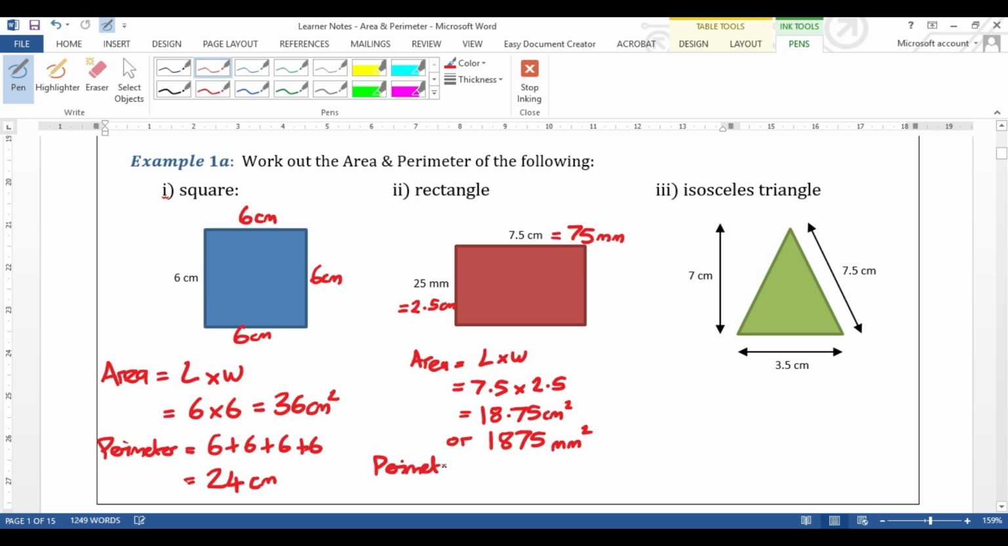Same for the perimeter. You can choose either centimeters or millimeters. Let's do the centimeters first. So 7.5 plus 2.5 plus 7.5 plus 2.5.